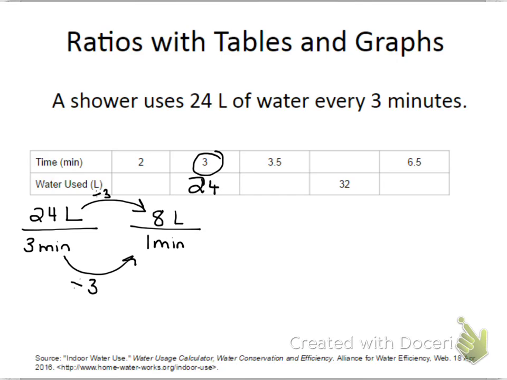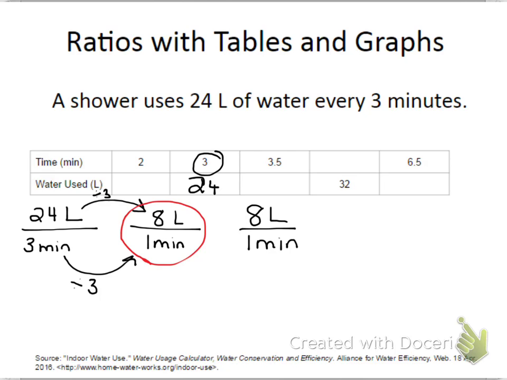We can use our unit rate that we just calculated to make that easier on ourselves. We could use the first rate we were given, 24 liters per 3 minutes, but we would have to use decimals and our numbers would get a little messy. This way we have a nice unit rate to work with. So I have 8 liters in 1 minute.